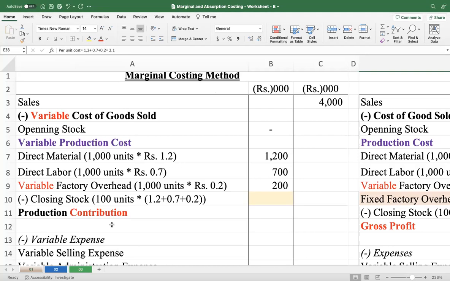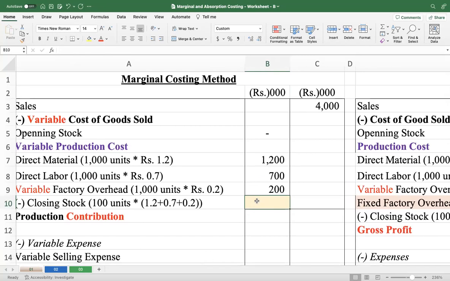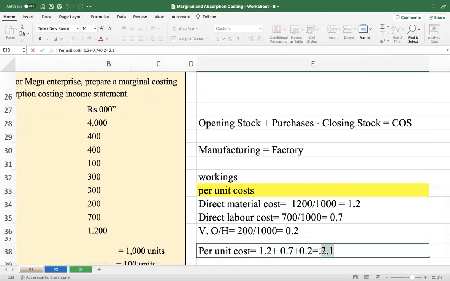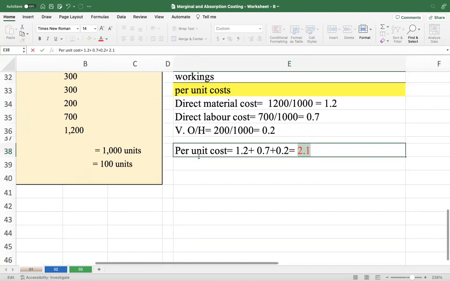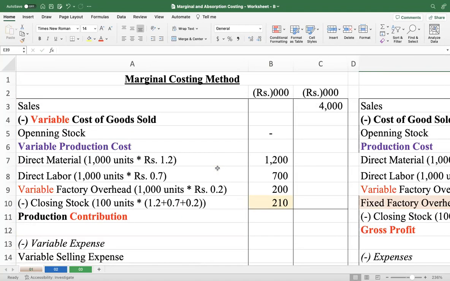Now let's find out the value of the closing stock. We have 100 units remaining, so 100 into 2.1 is 210. We have 2.1 per unit cost. See, we receive the per unit cost like this. You can take down these notes. Then we found the value of the closing stock.